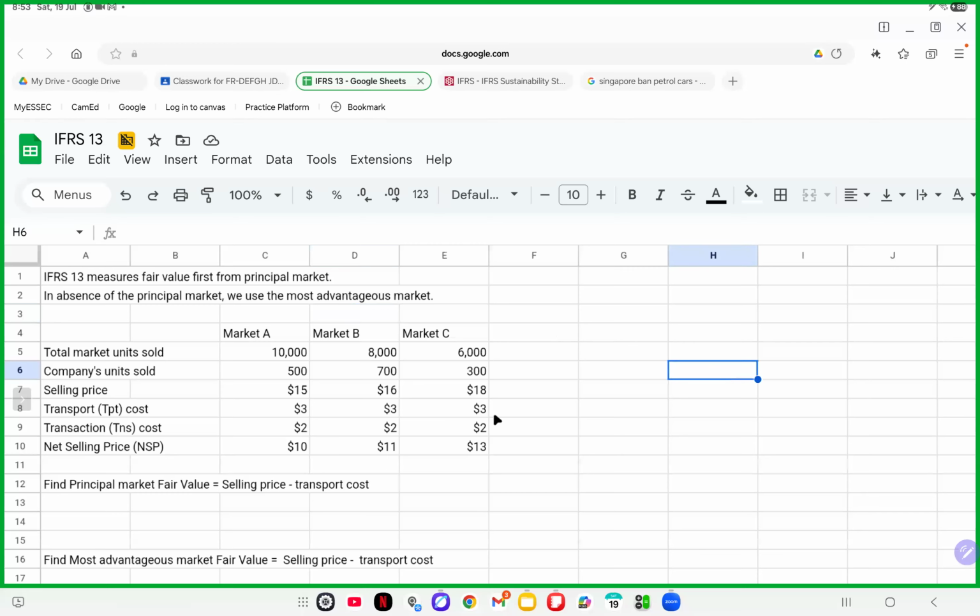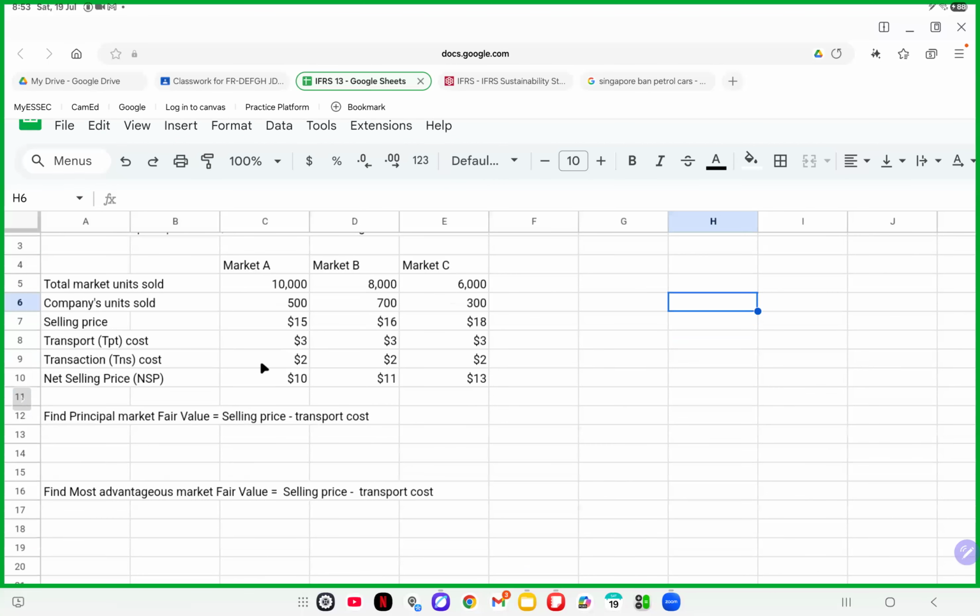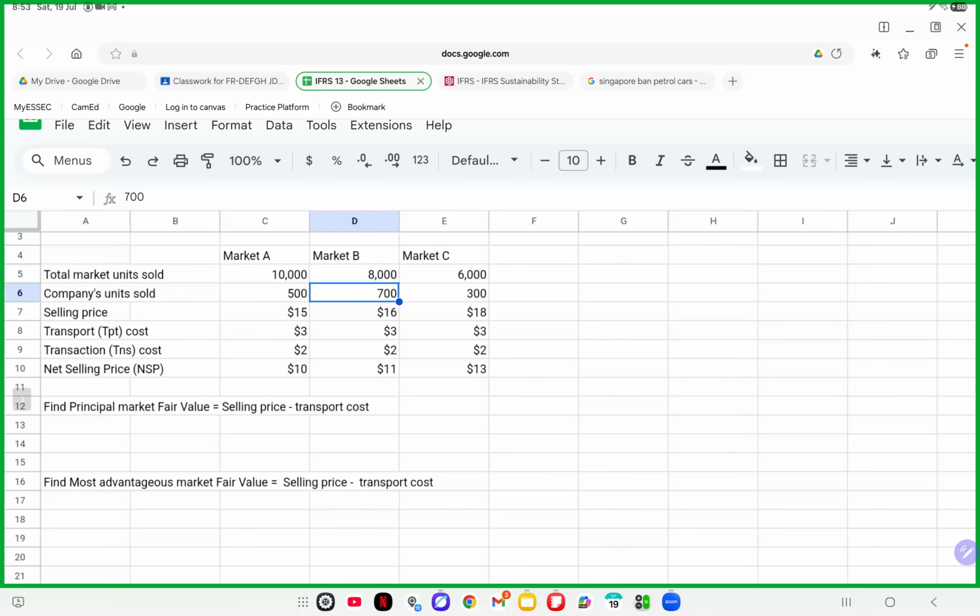So market A, as you can see, has 10,000 units sold. That's the highest. But our company sells to market B of 700. This defines that market A is the principal market, because it's the highest unit sold. Market A is the principal market.